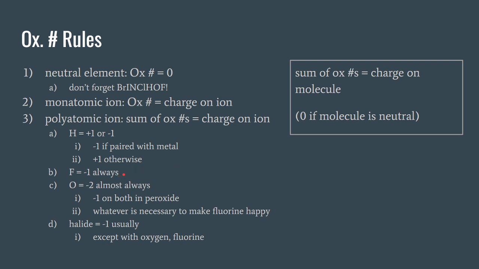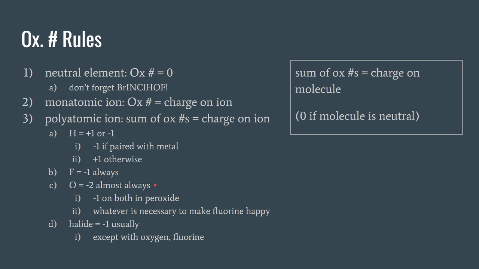Fluorine will always, absolutely always, have an oxidation number of -1. Never anything else. Fluorine is the most electronegative element out there, and it always gets its way, gets whatever it wants. It will always have an oxidation number of -1.